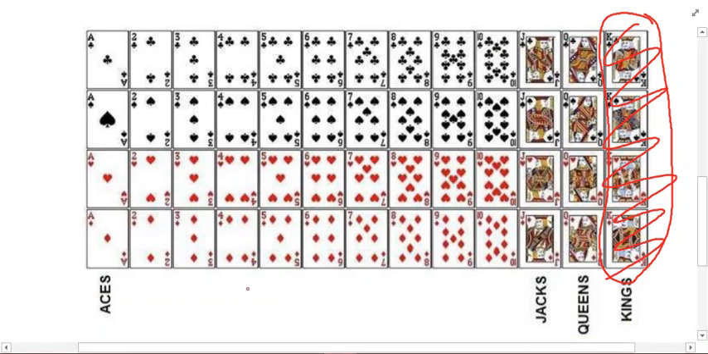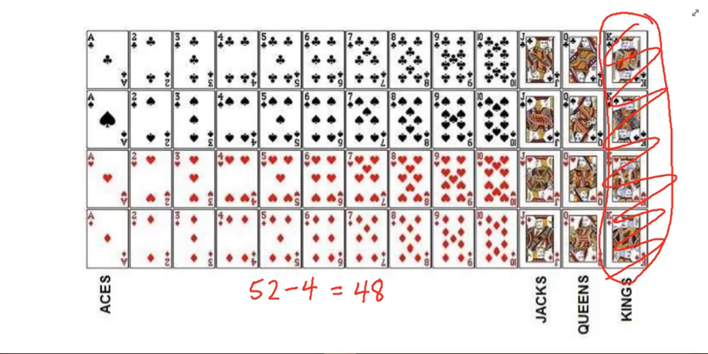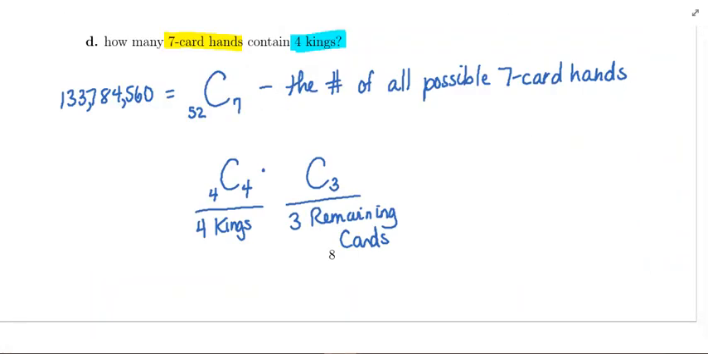How many cards are those? It's 52 cards total minus the 4 kings that we've taken out. That's 48 cards left that we can choose the 3 remaining cards from. So this number right here is going to be 48. We need to calculate these 2 combinations and then multiply them together. We've already done 4 choose 4. That's a 1. So now I need to compute 48 choose 3.